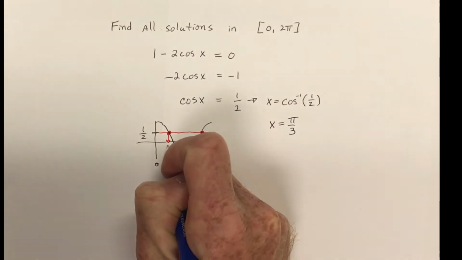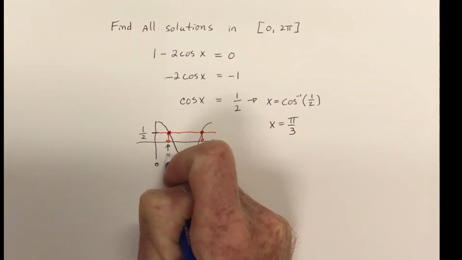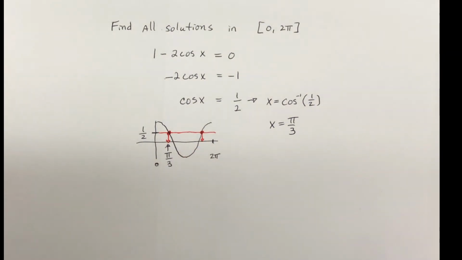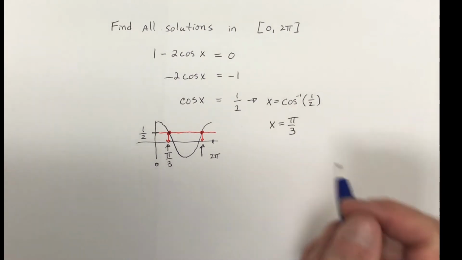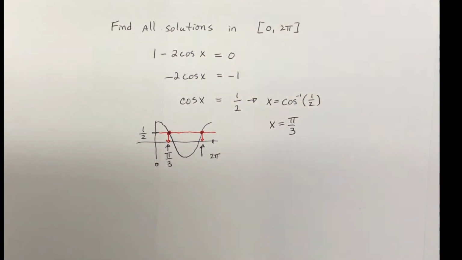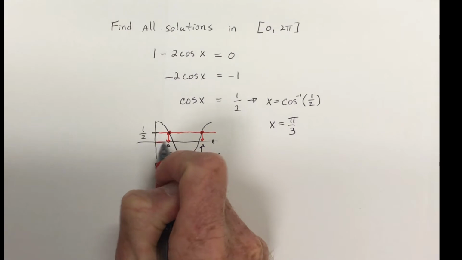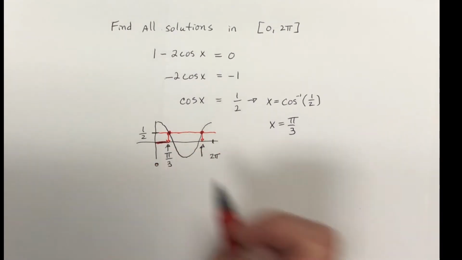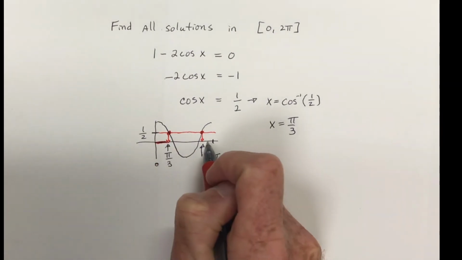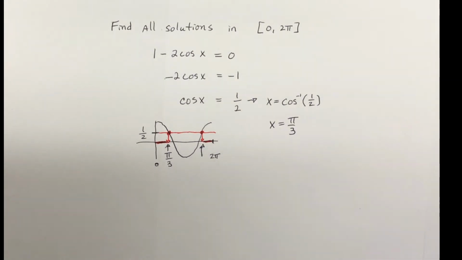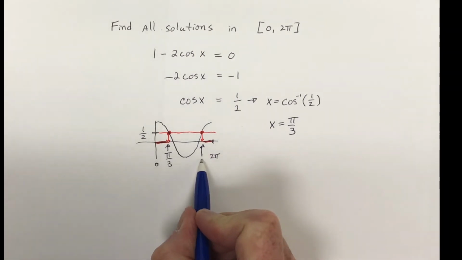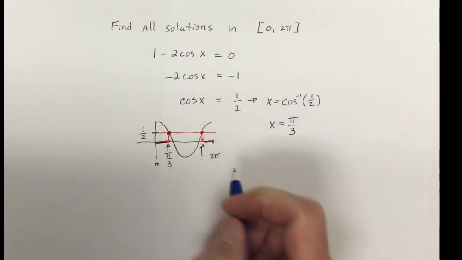That would be this solution right here. So the calculator, when you do the cosine inverse or sine inverse, it will give you the answer closest to the origin. All other answers you need to find yourself. So for this second solution right here, notice that it's to the left of 2 pi, and also the graph is symmetric. So if this on the left is a length of pi over 3, then over here this is also a length of pi over 3. So that means that this solution is to the left of 2 pi.